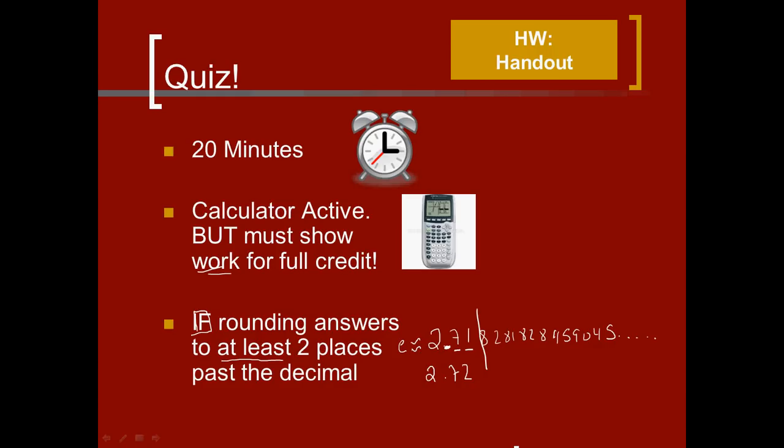If you're not going to round, if your answer is E and you leave your answer as E, that's also full credit because that is the exact answer, right? And don't worry if that messes with your head. We have years to practice these rounding rules. Okay. All right. So again, quiz next time we see you.